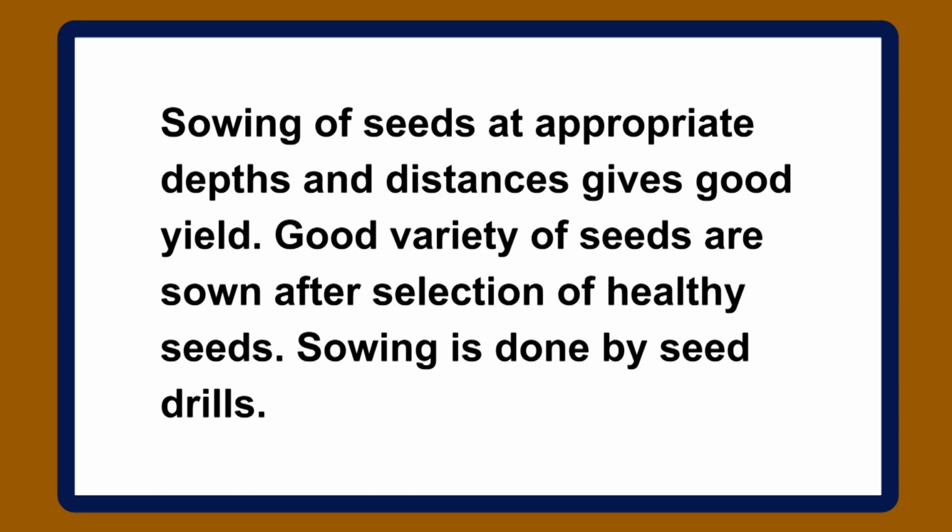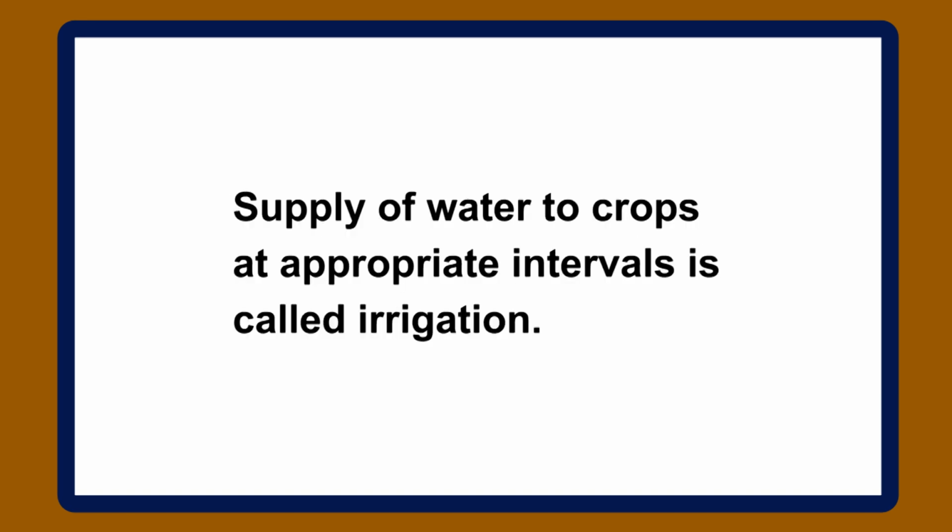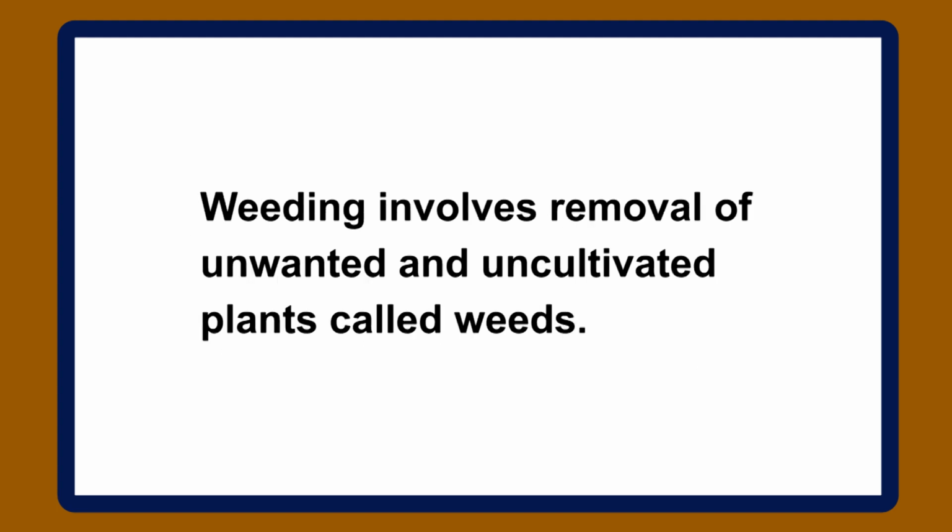Sowing is done by seed drills, and soil needs replenishment and enrichment through the use of organic manure and fertilizer. Use of chemical fertilizers has increased tremendously with the introduction of new crop varieties. Supply of water to crops at appropriate intervals is called irrigation.